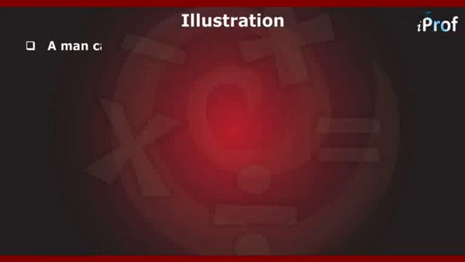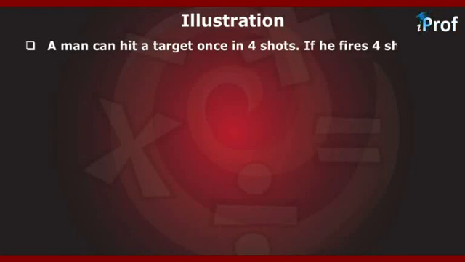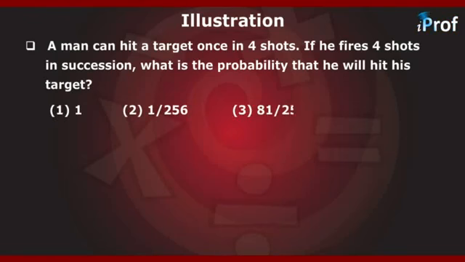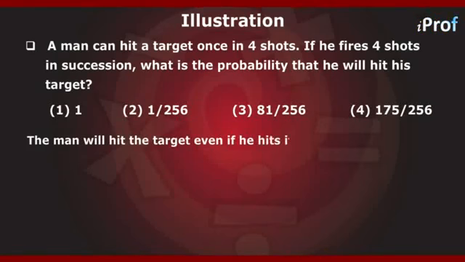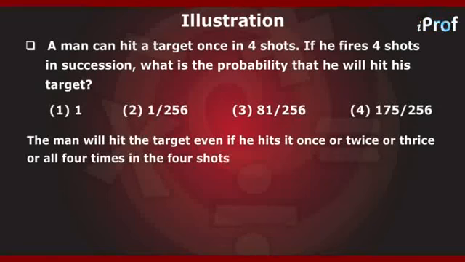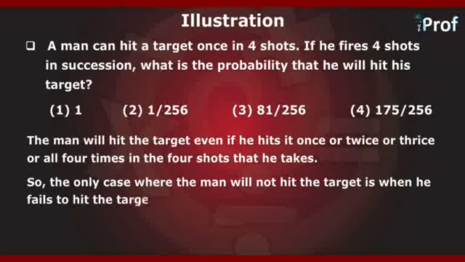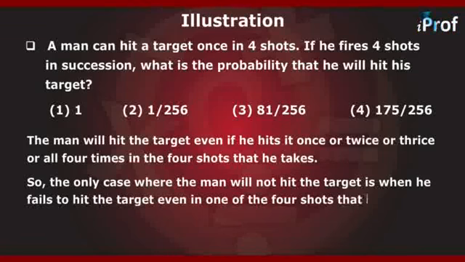A man can hit a target once in 4 shots. If he fires 4 shots in succession, then what is the probability that he will hit his target? The man will hit the target if he hits it once or twice or thrice or all 4 times in the 4 shots that he takes. So, the only case where the man will not hit the target is when he fails to hit the target even in one of the 4 shots that he takes.